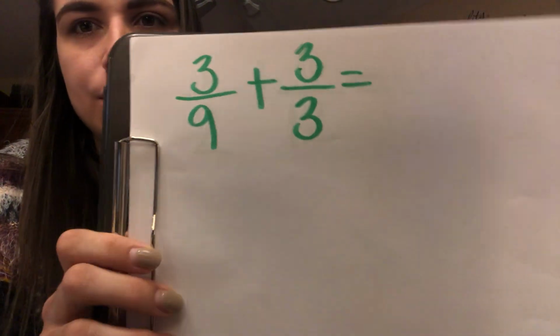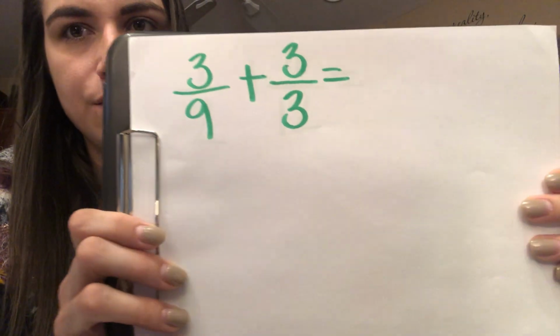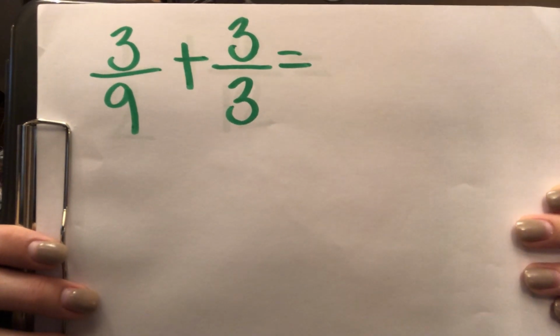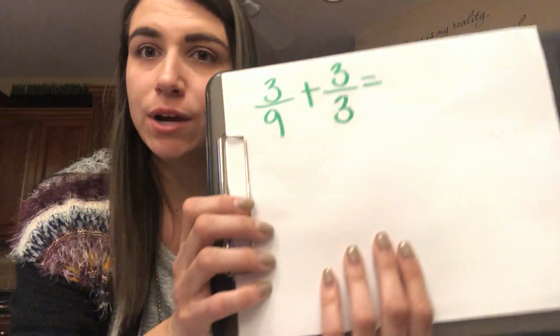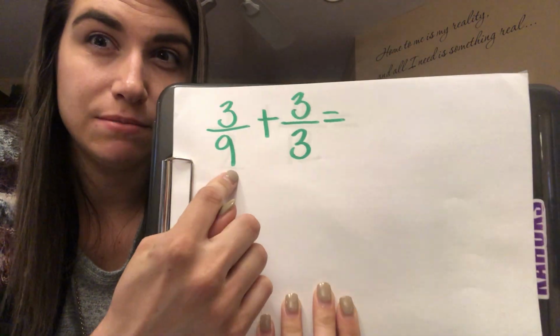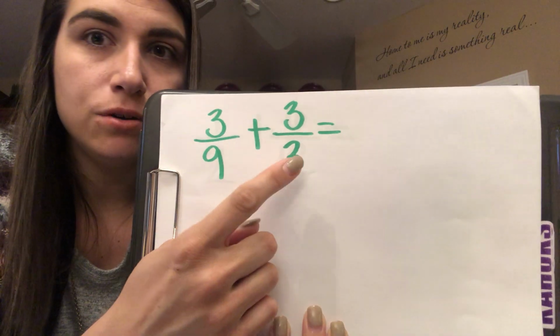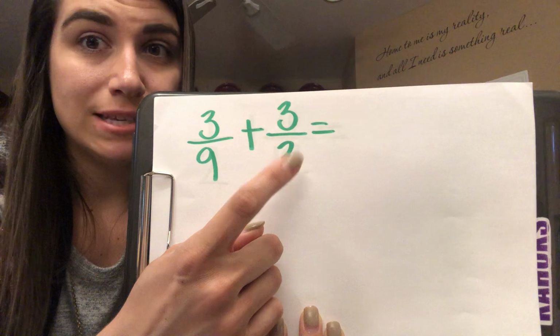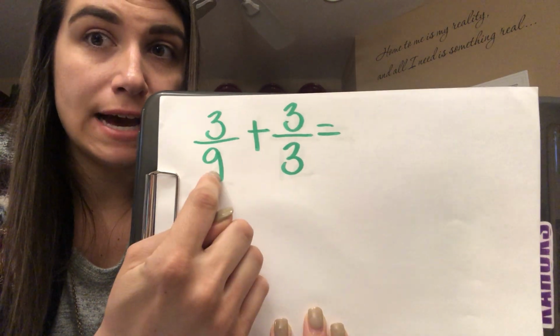So here's your first problem. 3/9 plus 3/3. All right, so for this one, you have to think, what can I do to either of these denominators to make them the same as the other one? So I know that 9 is a multiple of 3. So I'm gonna multiply something times 3 to get 9.